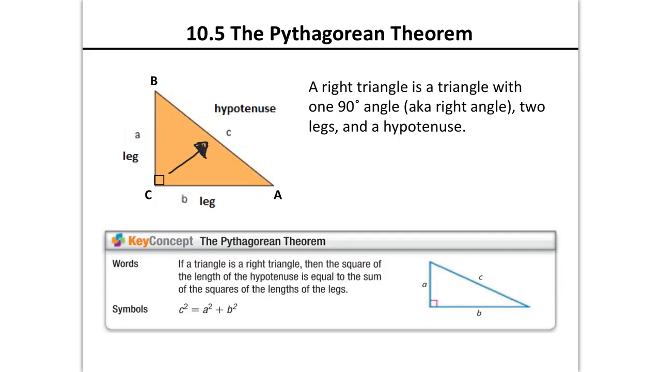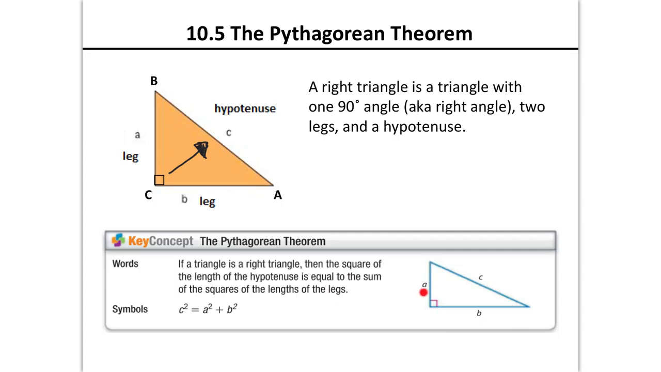What does it mean? It means that if you take the length of side A and square it, and you add the length of side B and square that side, and you find the sum of the squares of A and B, that's going to be the same measurement as the hypotenuse squared. If we know that theorem is true, then we can find any missing side of the right triangle. You can see another triangle on this side here.